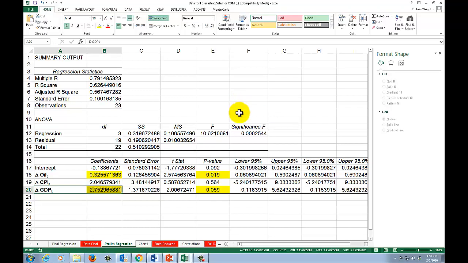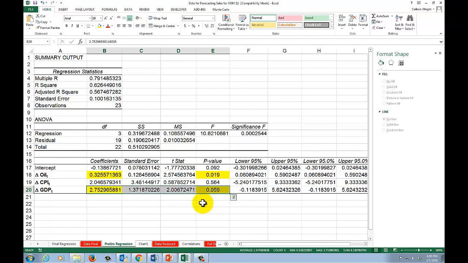Regression helps me to do that because regression gives me a p-value. What the p-value tells me is the statistical significance of these coefficients. Again, I don't want to get into a lot of nuance here. Let me just simply say the lower the p-value, the stronger the statistical significance. So you can see that the p-value on oil is near 0, as is the p-value on GDP.